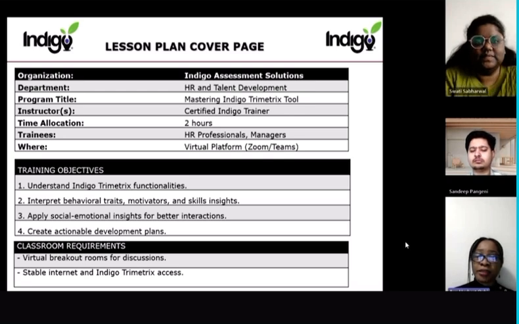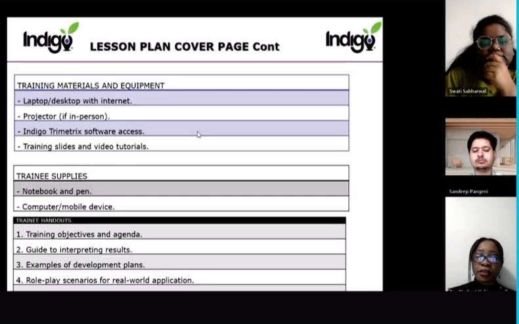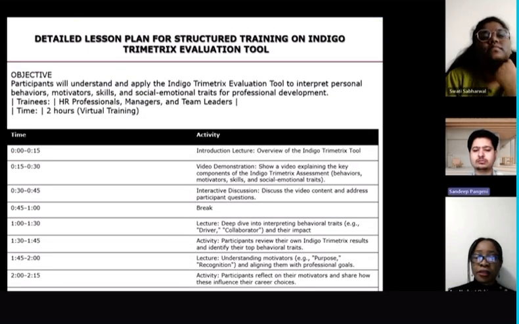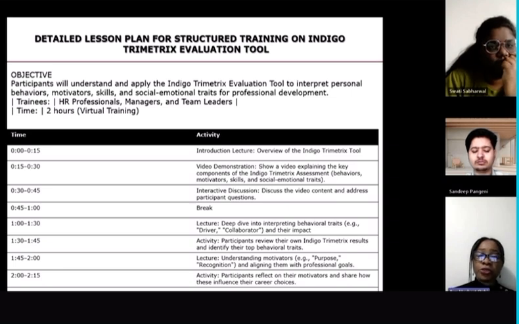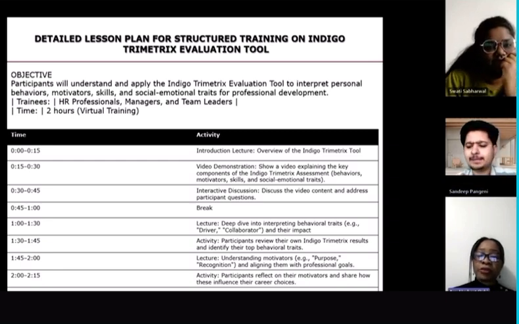Next slide, please. Okay, so these are basically what we're going to be handing out to you. And then the next slide is going to be about the timetable. So next slide, please. Okay, so you all have this timetable, so you can go through it and then you know what is expected from the program. Now we're going to learn how to understand what the Indigo tool does for us.